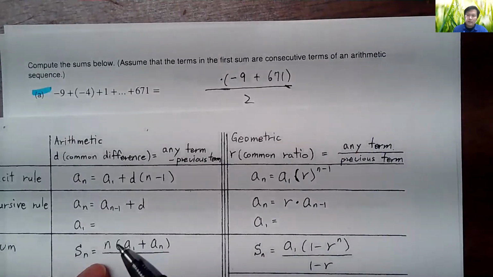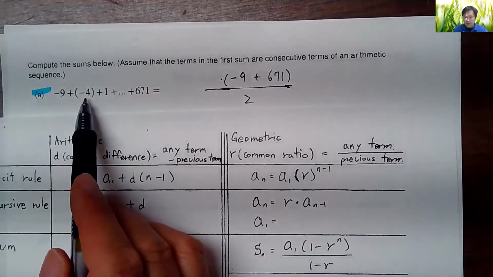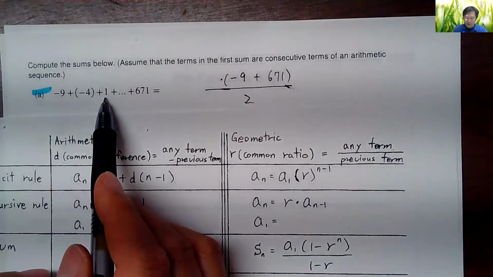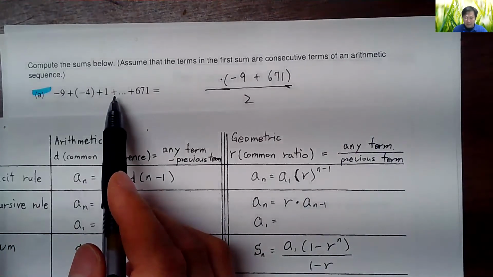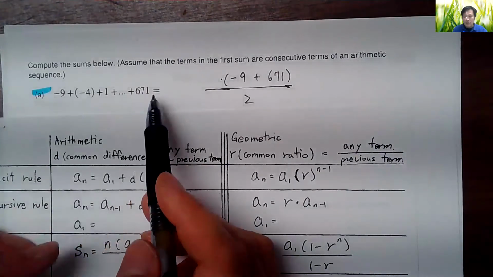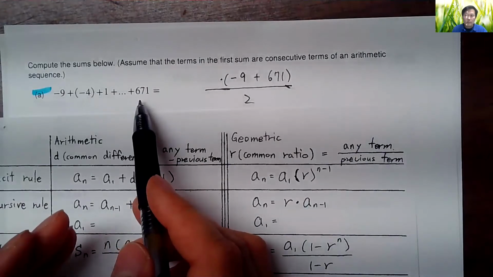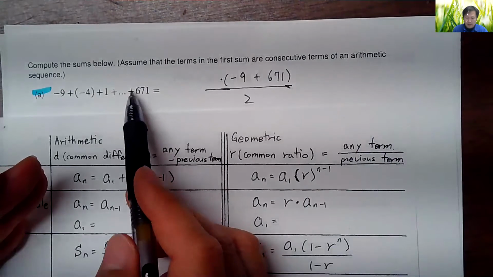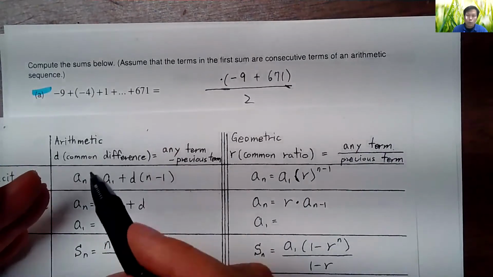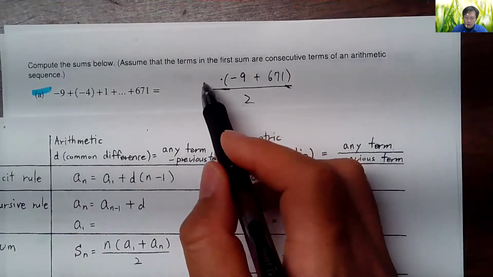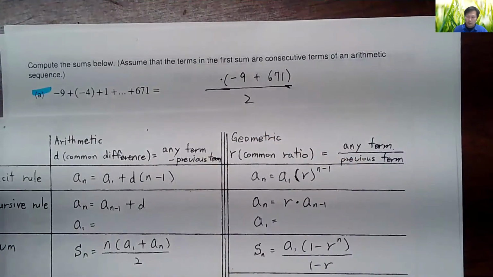So what does n mean? First term, second term, third term. The value of n is 3 right here. Fourth term, n is 4. Fifth term, the value of n is 5. 6, 7, 8. So 671 is what term? Is that the 18th term, 21st term? What's the value of n now? Once you figure that out, you can plug it in here and you're all done. You do have to find the value of n.